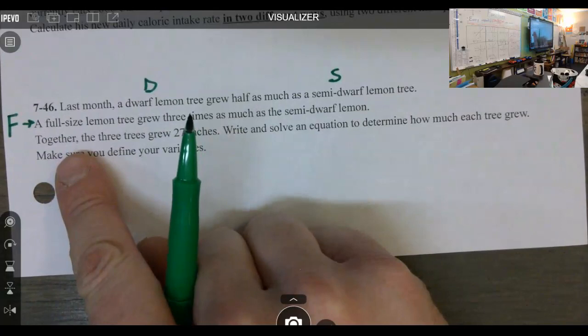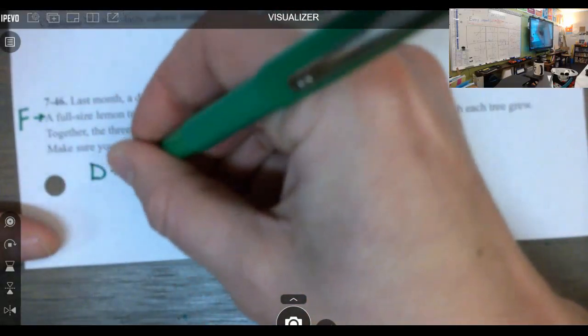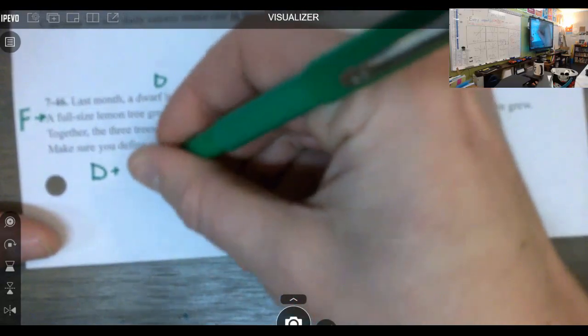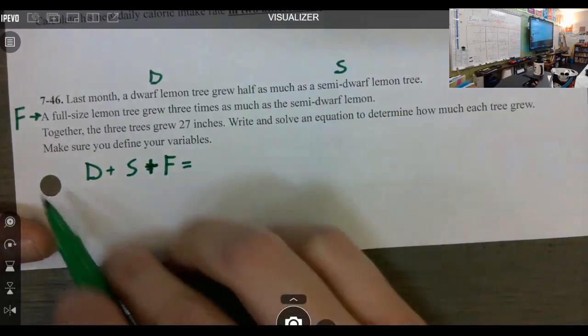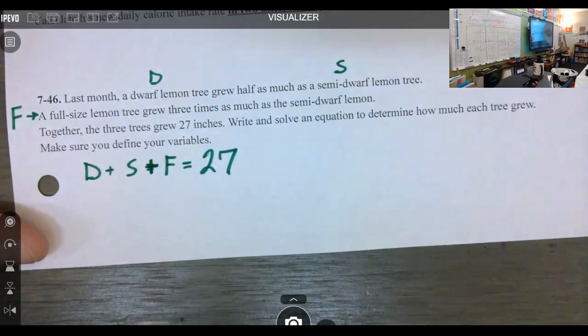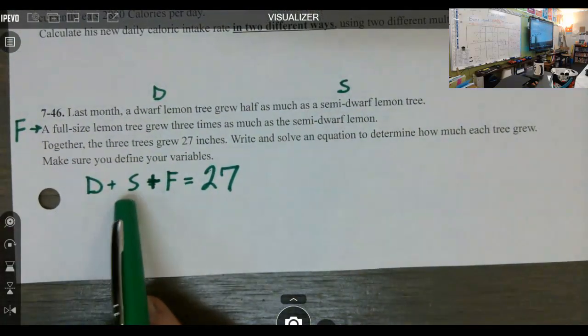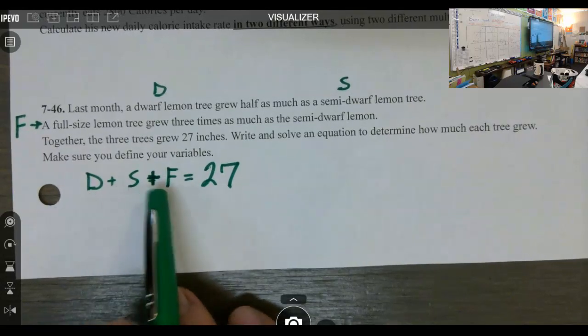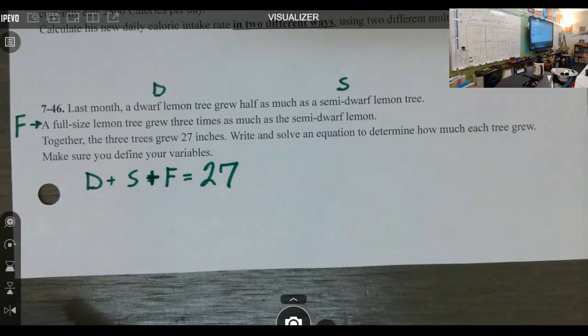Together. This feels a lot like those bridges or buildings or bugs, all those together problems we've done. Together, okay, the D, the S, and the F, that should be a plus sign, equal 27. Now, I can't figure anything out if I'm using 3 variables over here. Anyone know a step I could go in the right direction?